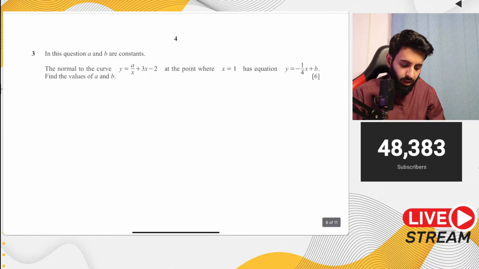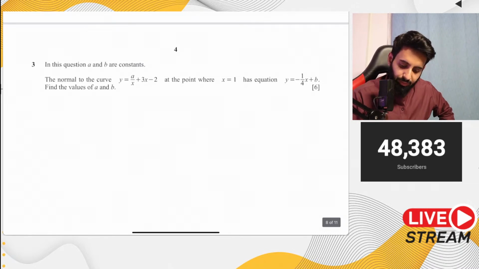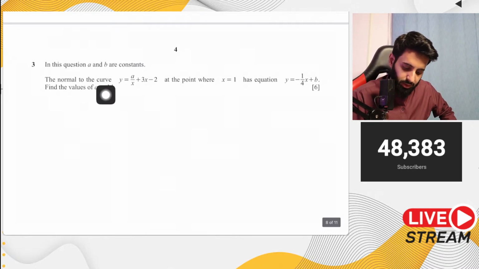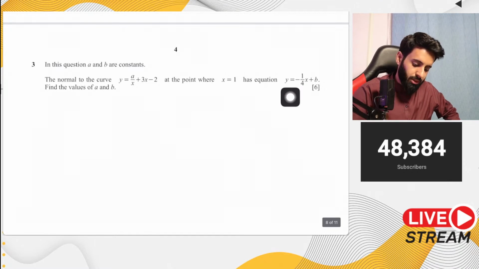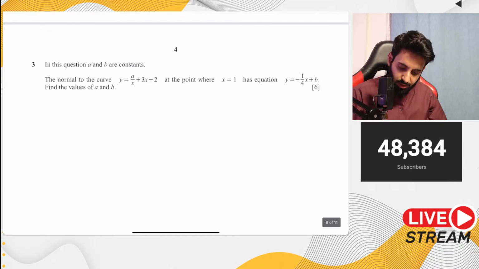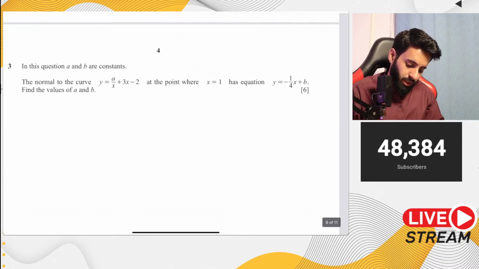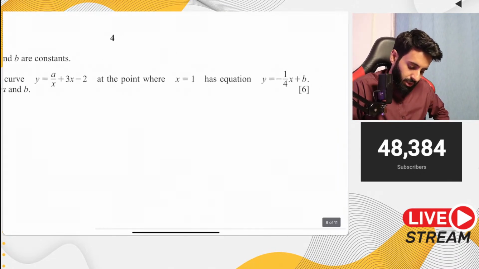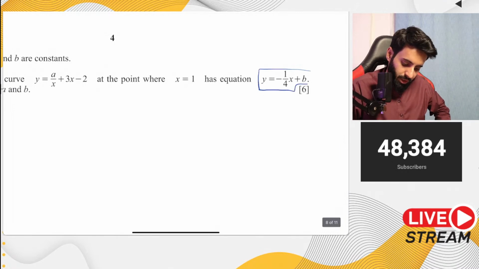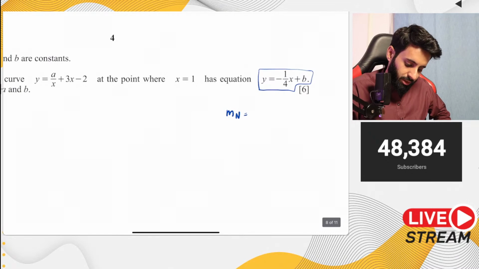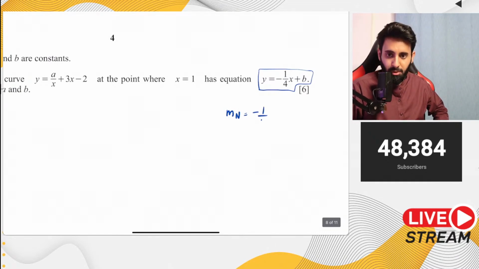So it says here, the normal to the curve y equals so and so at the point this, where x equals 1, has equation y equals minus 1 upon 4 x plus b. Find the values of a and b. Now, first of all, if this is the equation of the normal, that means what can I find through this equation? I can find the gradient of normal. And what's the gradient of normal going to be? The gradient of normal is going to be minus 1 upon 4.